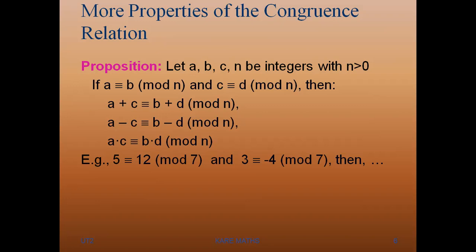Then if we use the addition concept, what happens here? Left hand side, I'm just adding 5 plus 3, 8. So 8 is congruent to 12 minus 4, 8. 8 is congruent to 8 mod 7. It also satisfies. Then let's go for the subtraction, the difference. 5 minus 3, 2. 2 is congruent to 12 minus of minus 4, 16, mod 7.